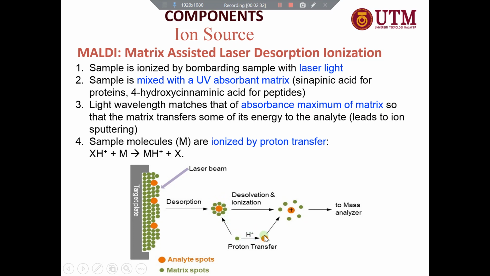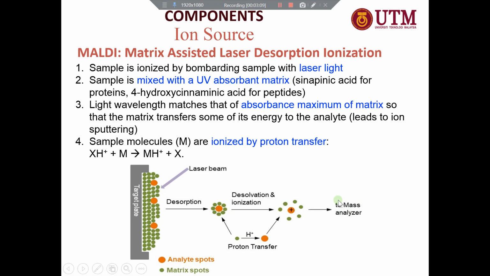So it will perform proton transfer to the analyte, so the analyte will have an extra charge and become a cation. So what happens is, once there is a charge, at the front here there will be a magnetic field that will attract all the cationic charge and bring it to the mass analyzer, the separator, of course. The separator usually used in MALDI is TOF, time of flight.